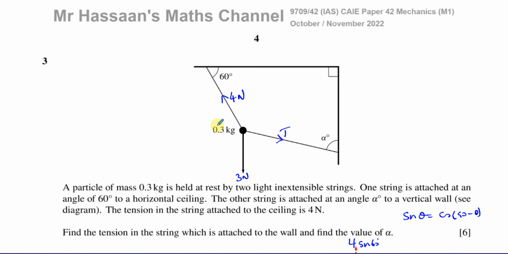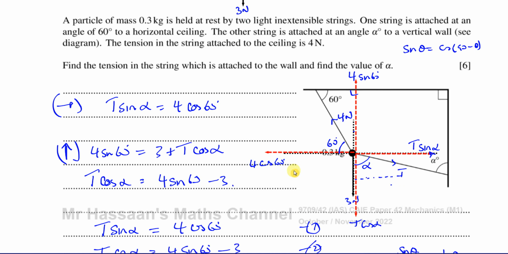This is only one part of the question. Okay, it's just 6 marks for that. All right, so not too bad.